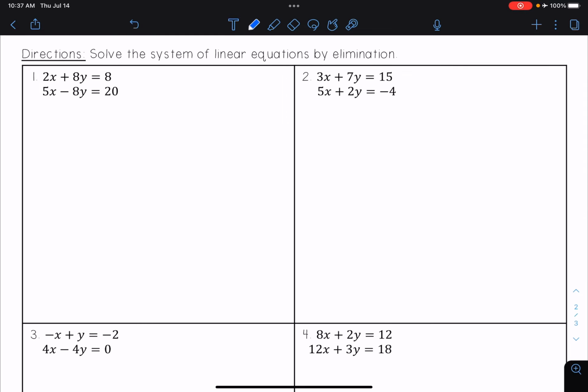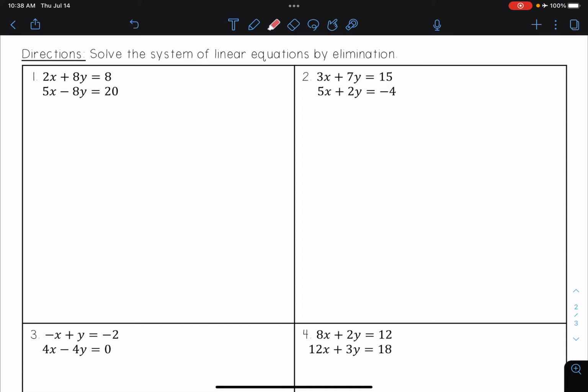So at number 1, we have the system 2x plus 8y equals 8, 5x minus 8y equals 20. So what we're looking for in solving systems by elimination is that we want one of our variables to have the same number in front but opposite signs, so that when we add, my variable cancels out. Here I see I already have one.